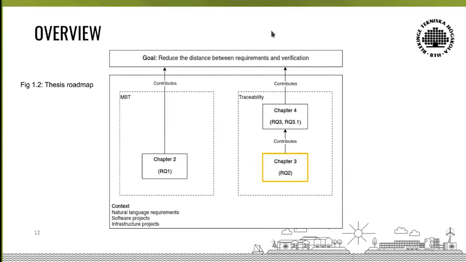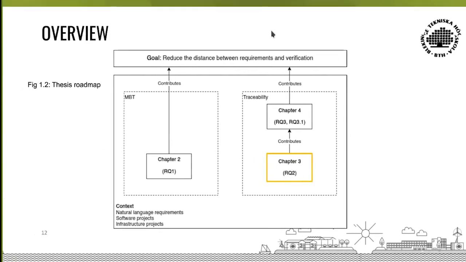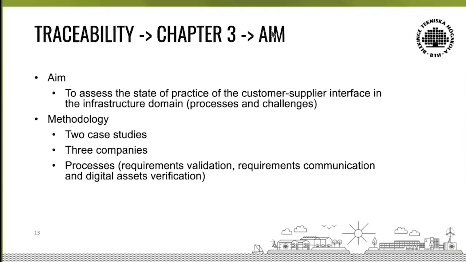Now we jump to chapter 2, chapter 3. Traceability. The aim of this study is to assess the state of practice of the customer-supplier interface in the infrastructure domain, processes, and challenges. As we said, the main issue that we have is the issue of communication. And when we want to look into communication, we want to look at the customer-supplier interface. We found the research gap in this area, where there were no studies that investigated this customer-supplier interface and the process associated with that, mainly requirements validation, requirements communication, and digital assets verification.